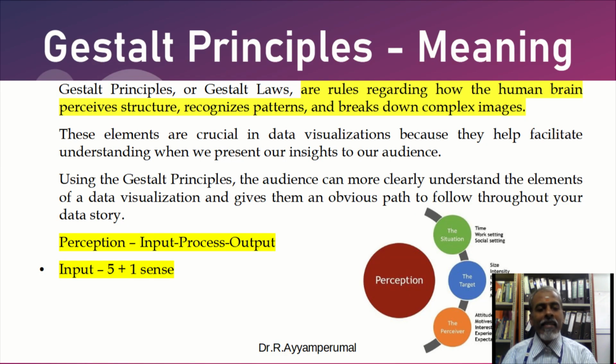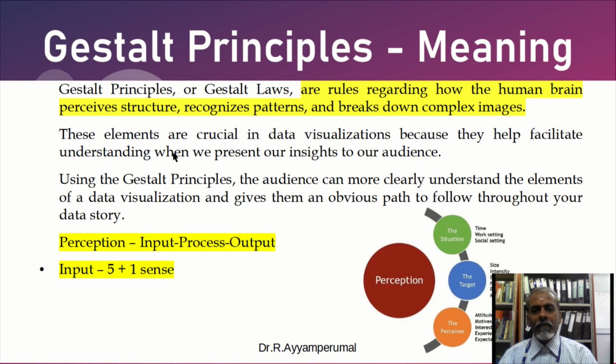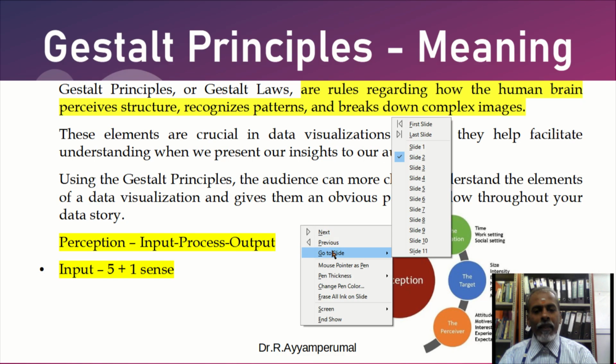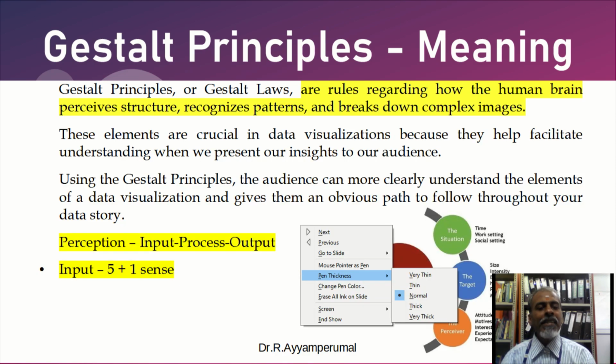These principles list a few concepts or principles that are very basic to see and understand from a visualization. Right? So we'll just know what this principle is. These are the rules regarding how a human brain perceives structures. Structures in the sense, in a visualization, there may be certain structures or relationships among the displays. We should be able to know what lies between them.